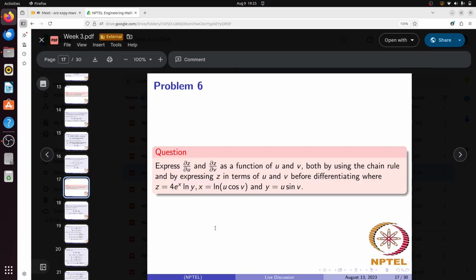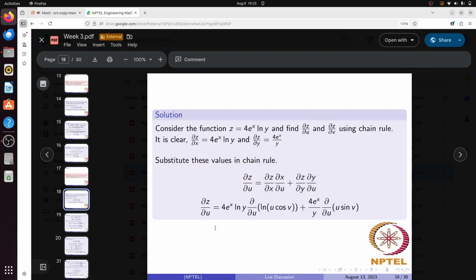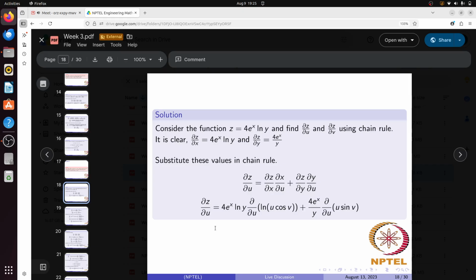So del z del u, how will you solve? Del z del u equal to 4 e power x ln y. You need to take implicit differentiation, and because you have x equal to ln u cos v, del x del u will give you something, and del y, so you can solve it on your own. The solution is you need to find del z del x del u plus del z del y del u.